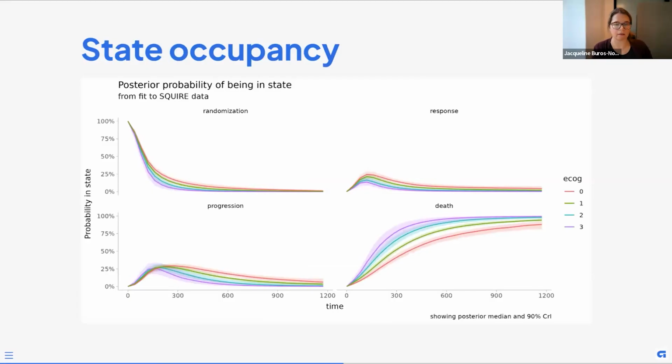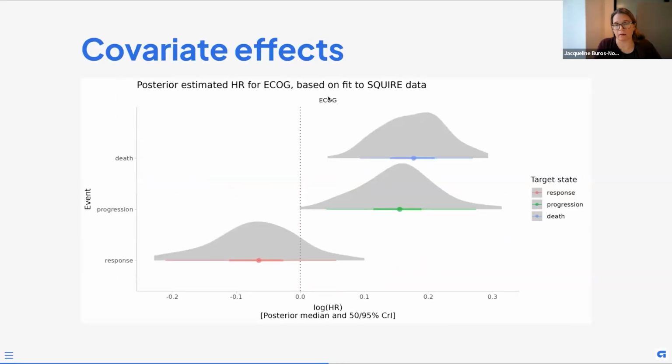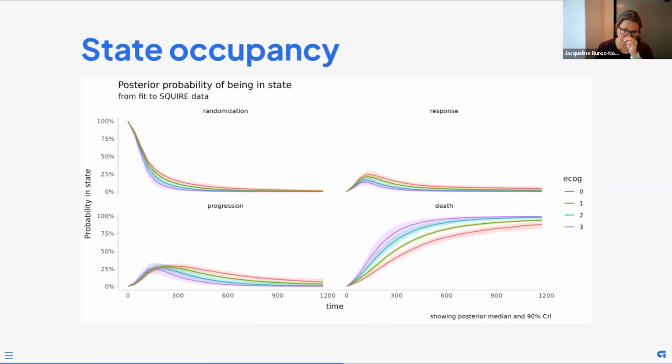And then finally, we want to estimate the probability of being in each of these states according to your baseline covariate risk. So, not surprisingly, higher values of ECOG lead to higher rates of progression and fatality and lower rates of response. So the directionality here is as expected. And here we're showing a posterior median and 90% credible intervals.